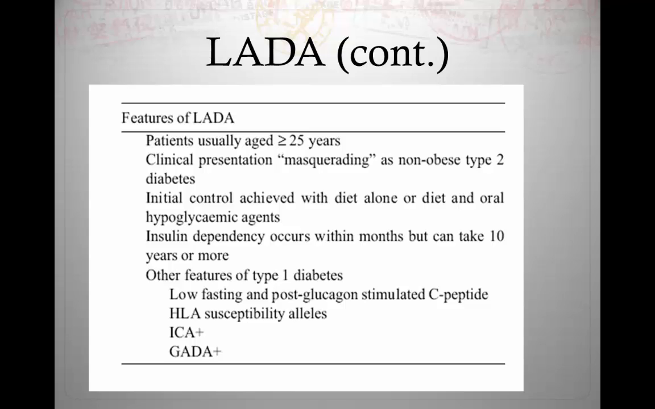The initial control achieved with diet alone, or diet and/or oral hypoglycemics, is not good. Insulin dependency occurs within months, but can take 10 years or more. Other features shared with type 1 diabetes are the low fasting and post-glucagon stimulating C-peptide. As I said, they do have autoantibodies against the islets of Langerhans, so you would have ICA and some GAD antibodies.